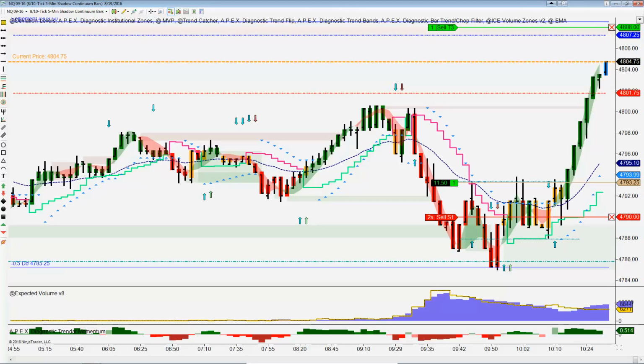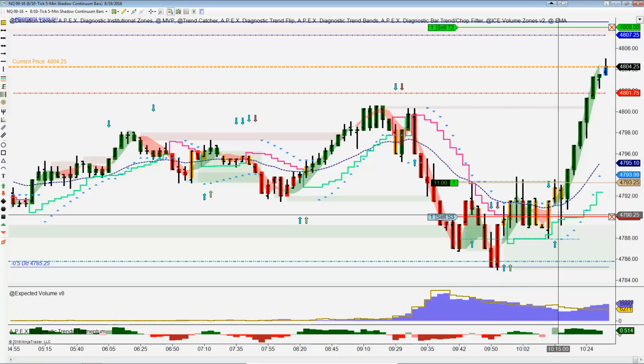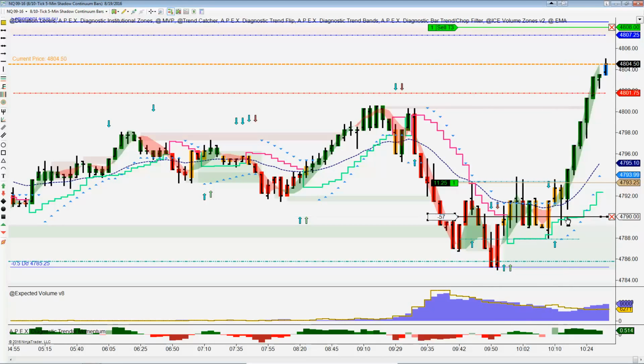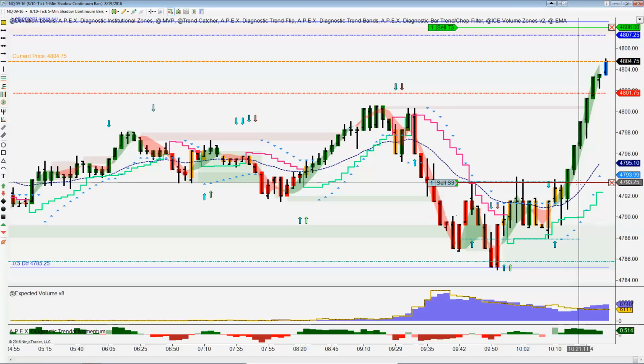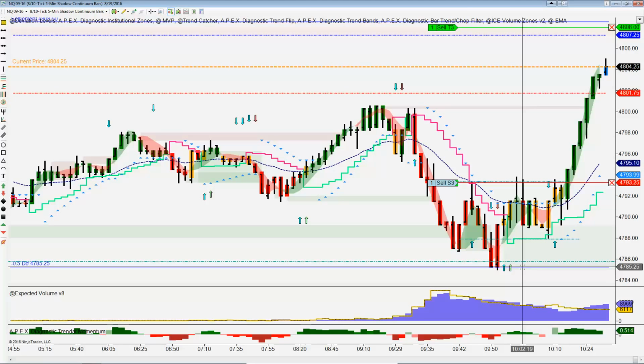Target filled. Okay, we're sitting pretty good in this trade now. The MVP's at 93.99, so I'm going to move to break even, so I don't lose anything on this trade at all, and go from there.